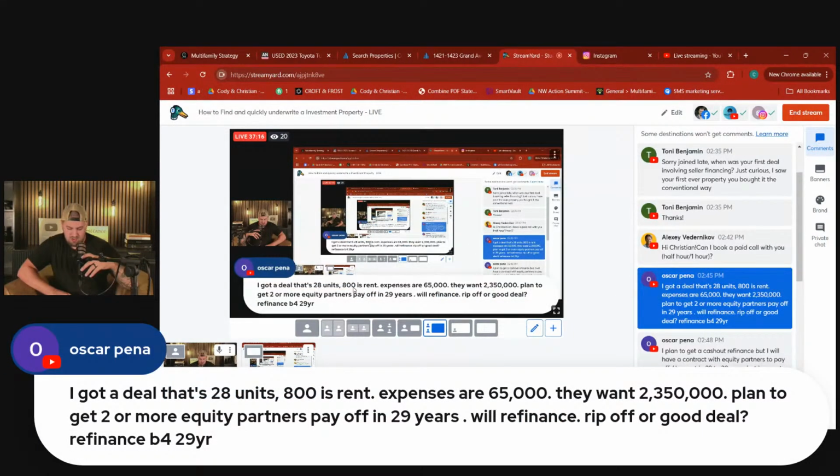Oscar, I got a deal that's 28 units. $800 is rent. Expenses are $65,000. They want $2.35 million. Plan to get two or more equity partners to pay off in 29 years. Will refinance, rip off a good deal. Refinance before 20. Oh yeah, no one's going to want to invest for 29 years in one deal. So that makes some amount of sense.